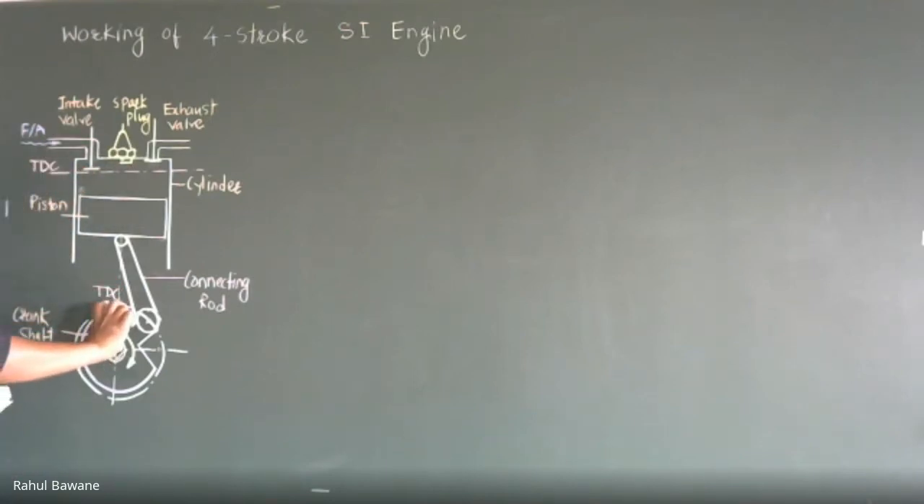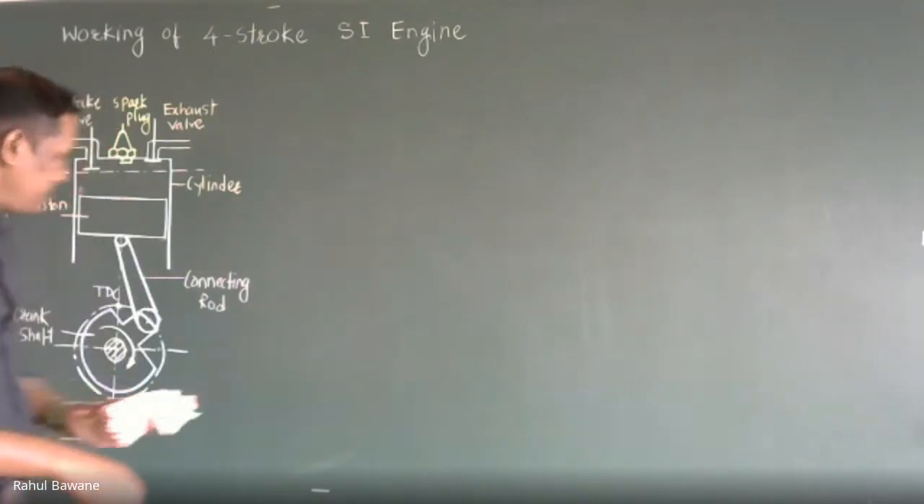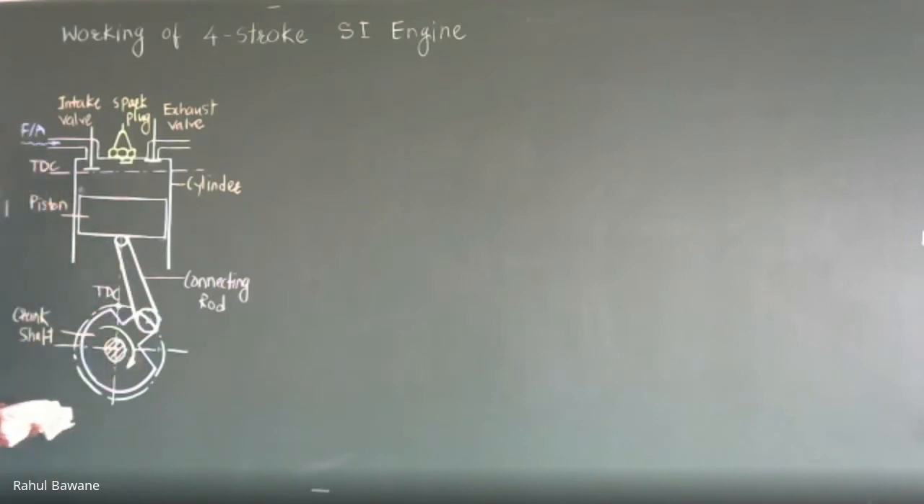So imagine this crank is initially at this position, your connecting rod is straight and your piston has reached top dead center. Later, as we start the engine, that means when we press the start button or kick our vehicle, at that time we rotate this crank with the help of the key. As this crank starts rotating clockwise, the connecting rod will start pulling this piston down, and as the piston starts moving down, on the top side a vacuum is created.